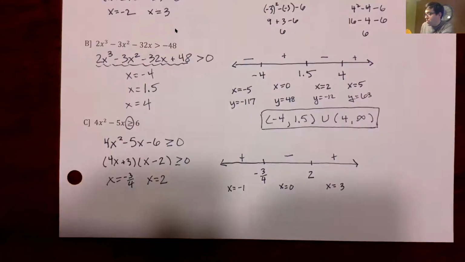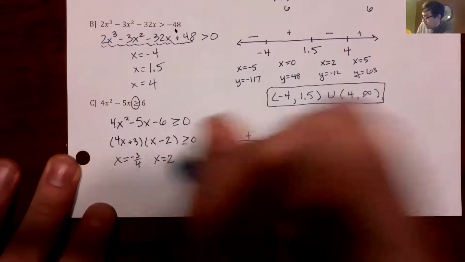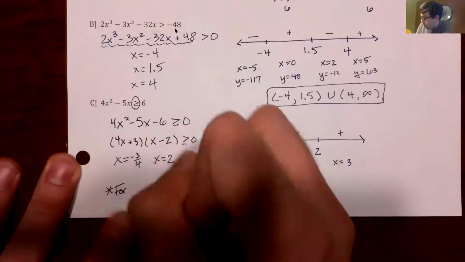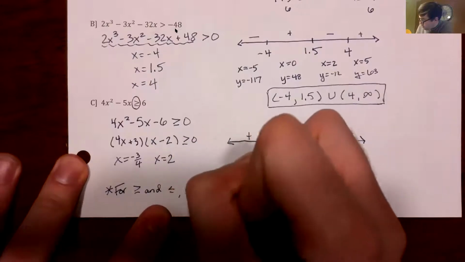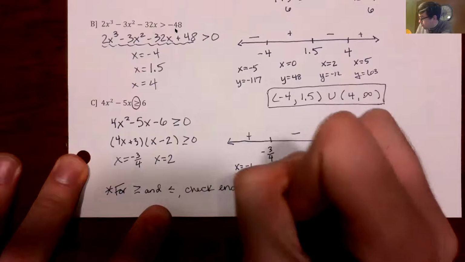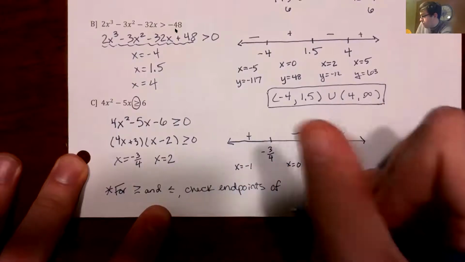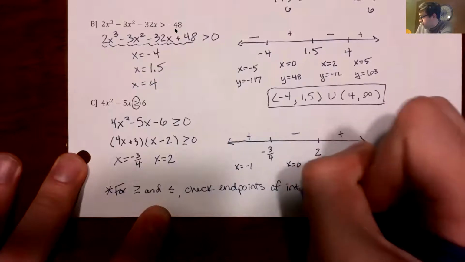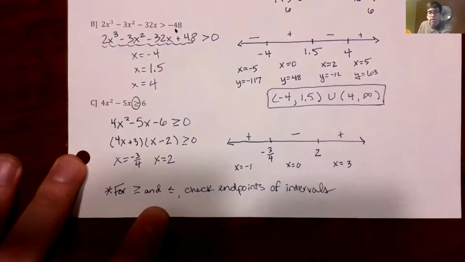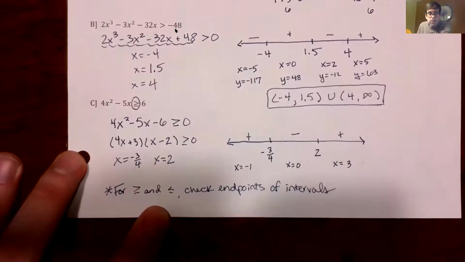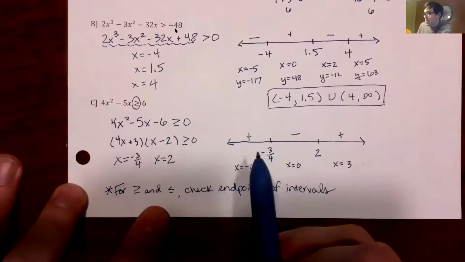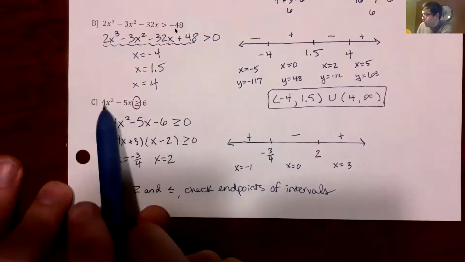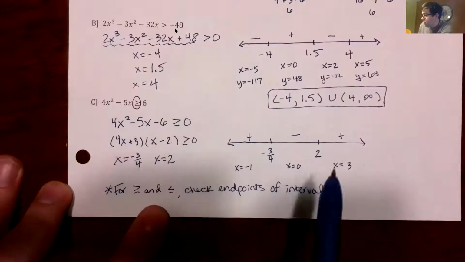So when it's greater than or equal to, we actually have to check the endpoints. So let's make this note down here. For greater than or equal to and less than or equal to, check endpoints of intervals. We could also call those the critical numbers, right? Okay, so we have to check the -3/4 and check the 2. In this question, and in the questions on the next page, when we get to the rational inequalities, we're going to actually want to plug into the original instead of plugging into the updated one. So let's practice that now.